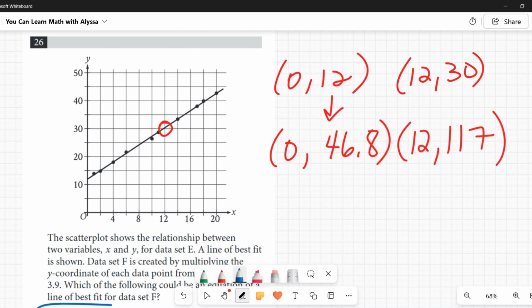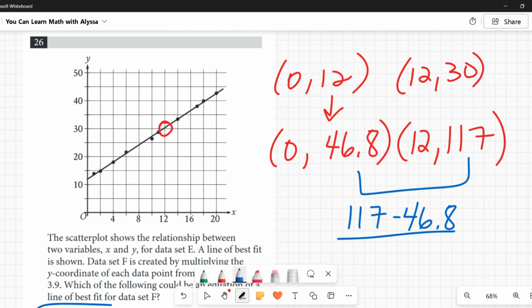Okay, so how do we find the slope from these two points? It is change in y over change in x. In the change in y, I went from 46.8 up to 117, and I can choose to subtract either way. Either way is fine. I'm going to go this way. So it's 117 minus 46.8, and on the bottom, it is 12 minus 0.